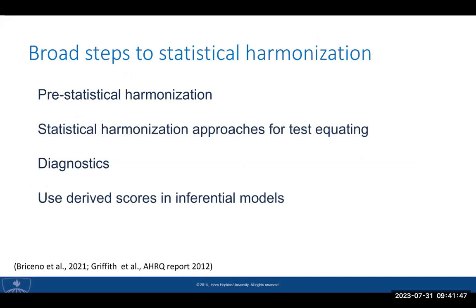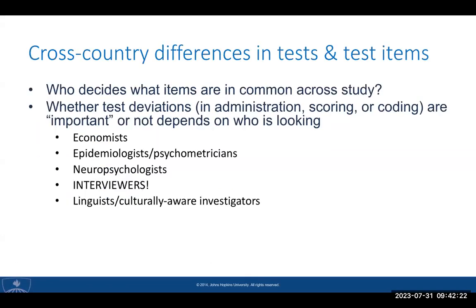So some broad steps to harmonization include pre-statistical harmonization, which I'm not going to talk about too much because Emily might be talking a little bit more in her next talk. And then we do statistical harmonization approaches for test equating. We do some diagnostics that include using the derived scores in inferential models. I think by using these scores, we learn a lot more about not only the substantive areas that we're interested in, but we learn about aspects and qualities of the scores that may help us inform and improve the scores later on.